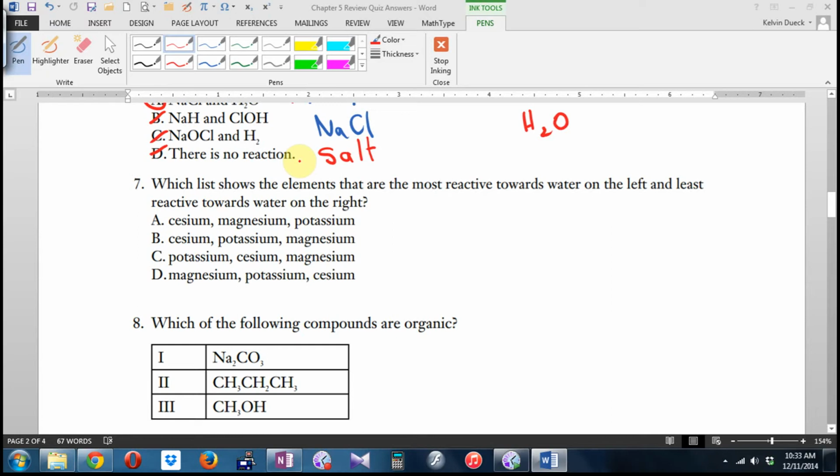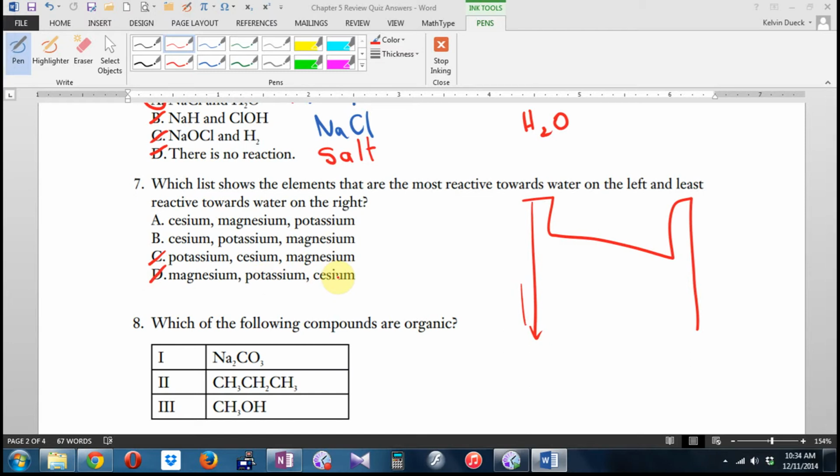Which list shows the elements that are most reactive towards water? So first of all, if we look at our periodic table, column 1, the alkali metals, as you move further down, cesium is far more reactive than potassium. Which list shows the elements that are the most reactive towards water on the left and the least reactive towards water on the right? Here, cesium, potassium, magnesium. Cesium explodes. I think I showed you guys a video a while ago of that. Potassium also explodes in water, not quite as much. It just burns. And magnesium's further towards the middle, not as reactive because it needs to get rid of 2 valence electrons.